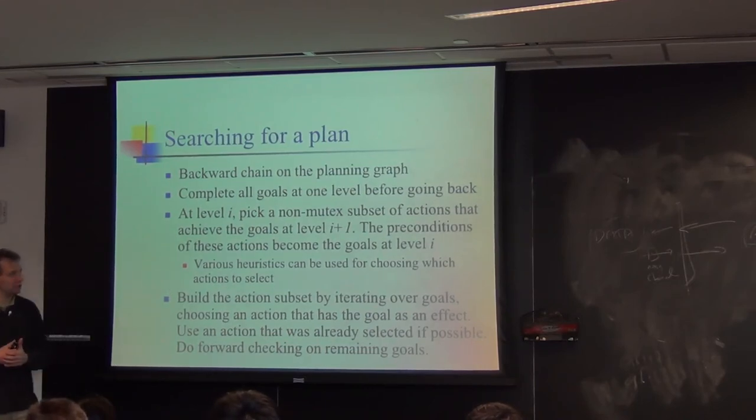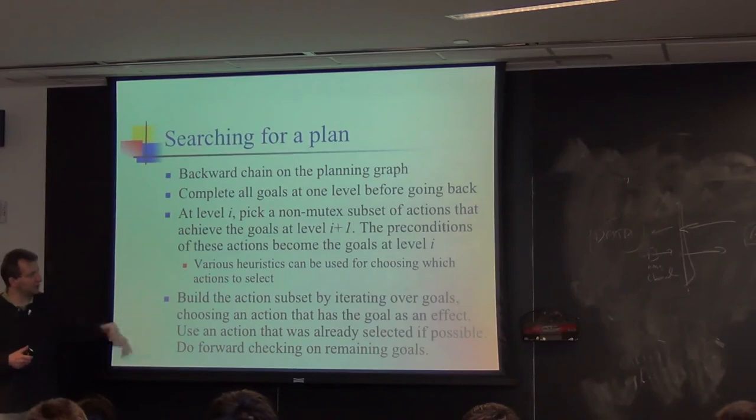Various heuristics can be used for choosing which action to select. So given two different alternatives because of the mutex, or three different alternatives, you might have some notion of length of graph, or in a sense how many conflicts may be there, how many operations are in different mutex operations, and you might take the one that appears as an estimate to have the fewest conflicts and search that one first.